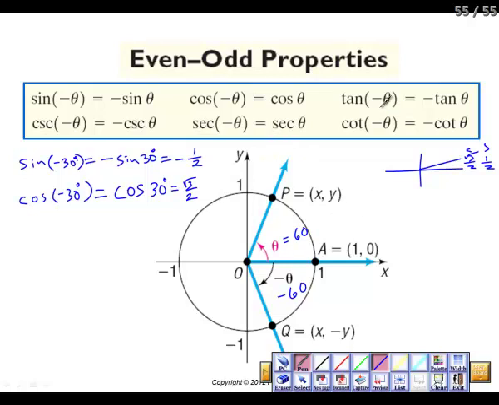Tangent of a negative theta is going to be negative tangent. Same thing with cotangent. One more thing here: since secant is the reciprocal of cosine, and cosine of negative theta is positive cosine, then secant of a negative theta is also going to be positive secant.